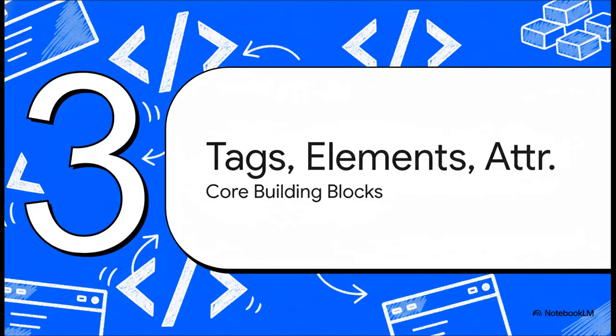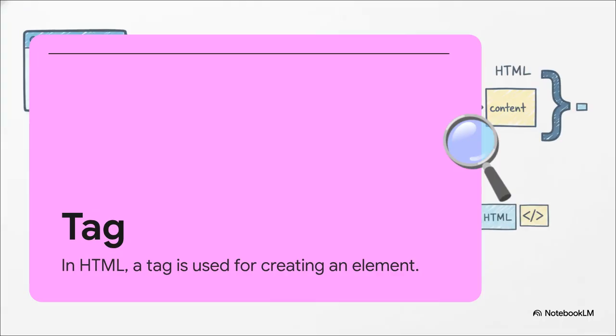Okay, so now we know what HTML is for, let's dive into its core building blocks. You're going to see these three things everywhere: tags, elements, and attributes. Let's kick things off with tags. A tag is basically a command you give to the web browser. It's wrapped in these angle brackets, and it tells the browser how to display something. It's like saying, hey browser, this next bit is a heading, or start a new paragraph right here.